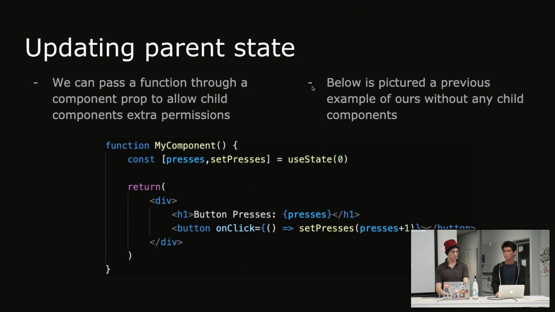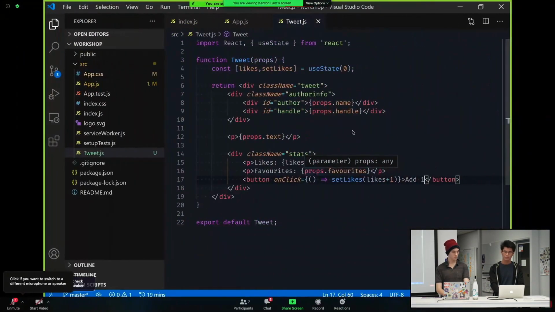Cool. Okay, so what if we want a child component to change the state of its parent? As an example here, we might start thinking that earlier in our tweet example, your tweet was made up of things like the author info, the body, and the buttons at the bottom. What if we wanted to pull these buttons out into a separate component? Yeah. So we could do that.